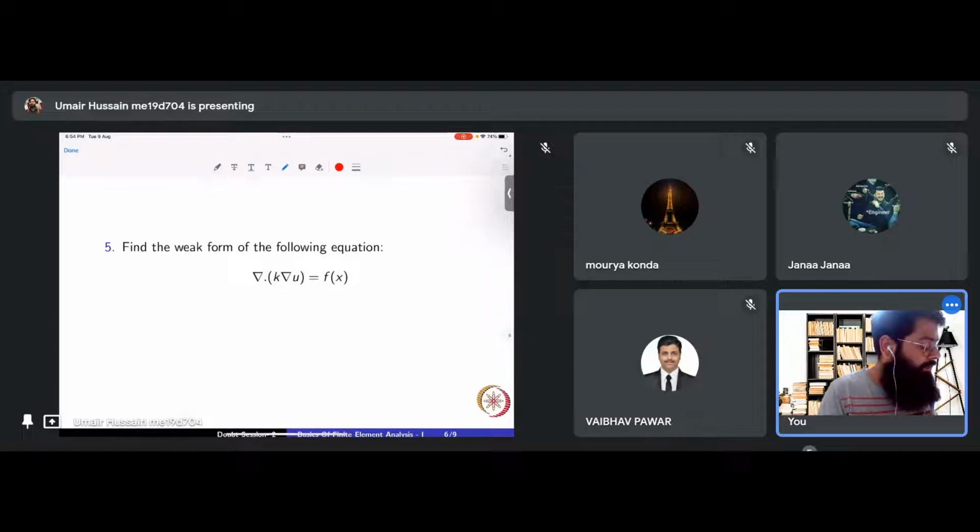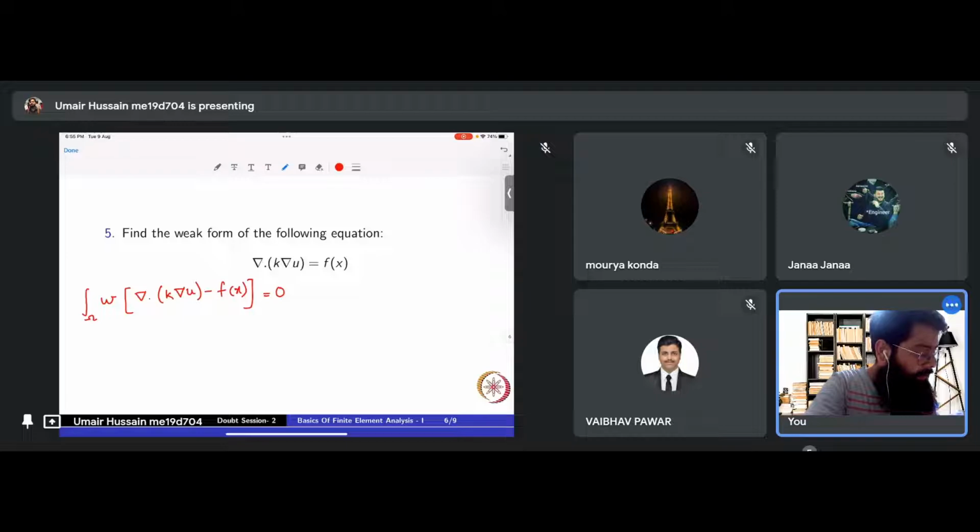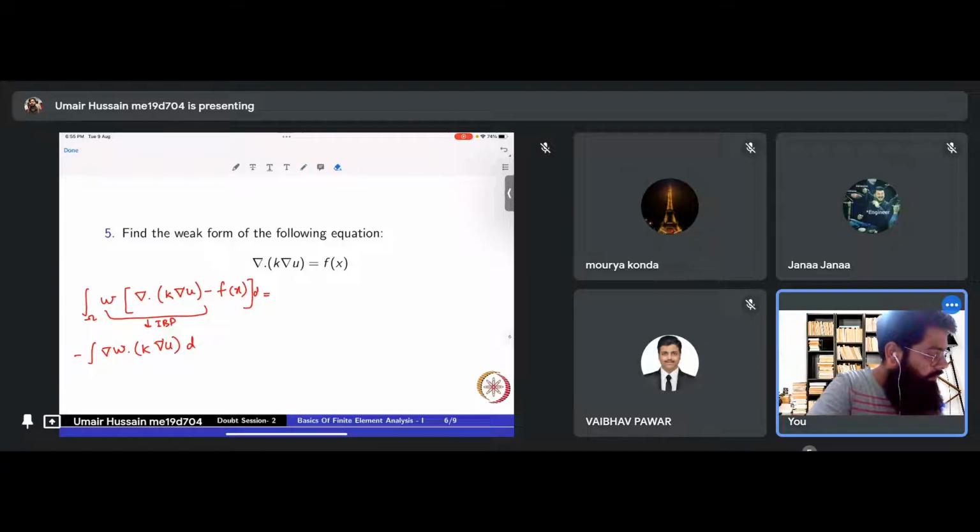Similarly, if we have a 2D equation, how do we take a weak form for this? Again, the basic step is simple. The weight function W is multiplied by the whole equation, and equal to 0. So again, we perform integration by parts on this term. And we get this right here. Sorry. Yeah. I missed this.